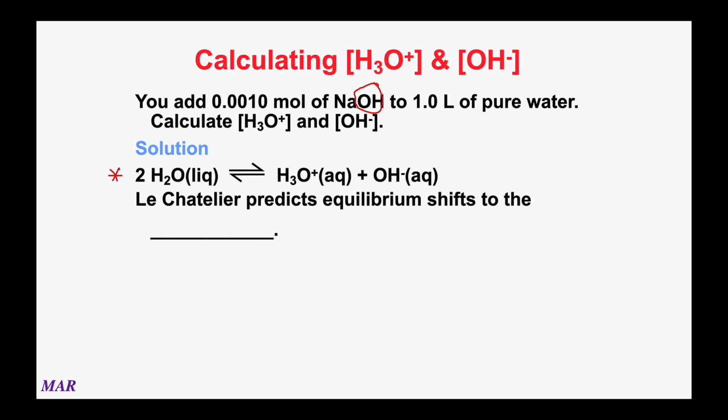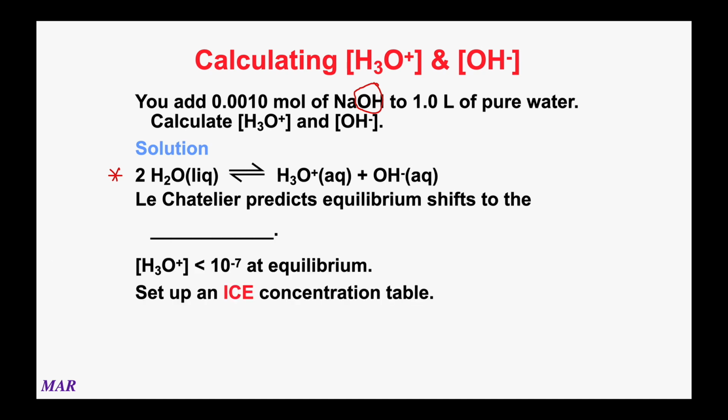Because hydroxide is a base, and bases and acids are like cats and dogs, they're really reactive. You add hydroxide, your hydronium should go down. Hydronium will be less than 10 to the minus 7th moles per liter at equilibrium. Hydronium and hydroxide equal 10 to the minus 7 when they're by themselves. But if you add hydroxide, it's going to shift it to the left. Your hydronium concentration should be less than 10 to the minus 7th.